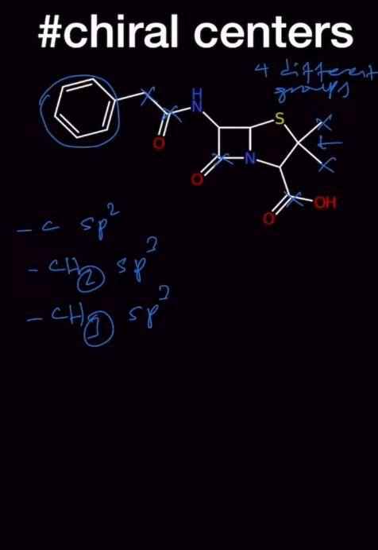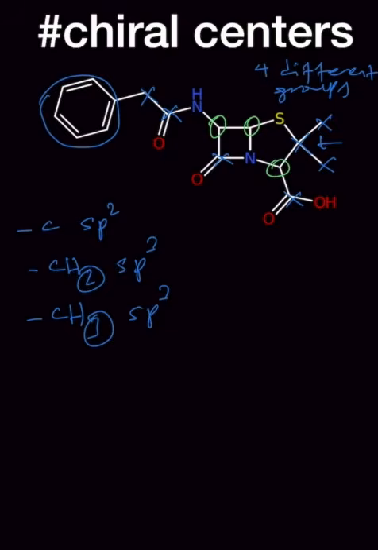How about this carbon? This carbon has 2 methyl groups. Therefore, in total we will be having 3 different groups, not 4 different groups. Therefore, we can ignore this one also. Now, how many carbon atoms are remaining? 1, 2, 3. These 3 could be chiral.